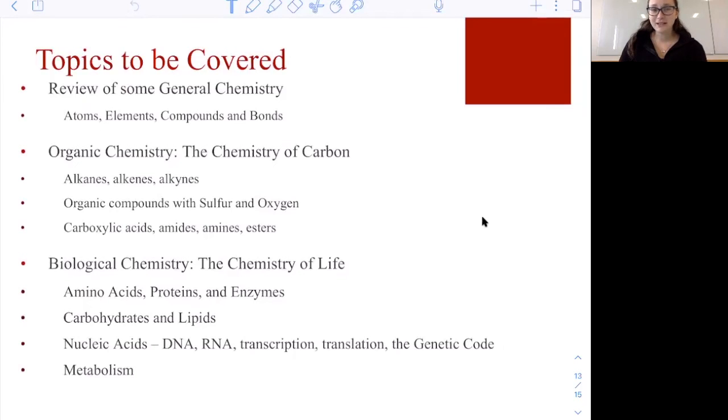We then will also study biological chemistry or biochemistry, which is the chemistry of life. It's going to start off with amino acids and proteins and enzymes. We'll also study carbohydrates and lipids, nucleic acids such as DNA and RNA, and then also metabolism. At the very end, we will also dive a little bit into viruses and maybe even talk about the coronavirus.